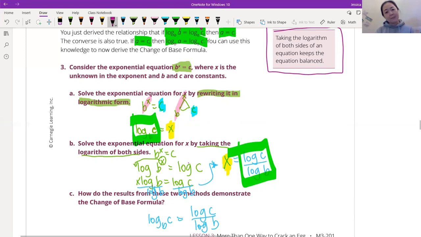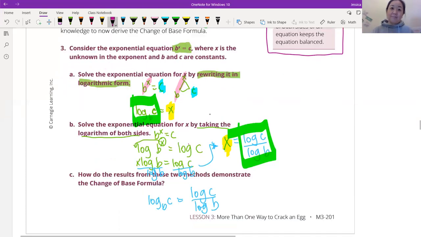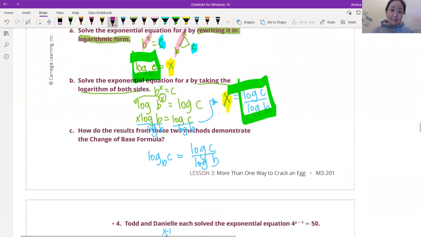And then how do we get x by itself? Just divide by log b. Maybe you're wondering, we can do that? Yeah, because log b is just a number. So how do we get rid of a number from x if they're multiplying? Just divide it out, right? So x is equal to log c over log b. And they're both equal to x. If they're both equal to x, that means these two equal each other. Do you see what we get?